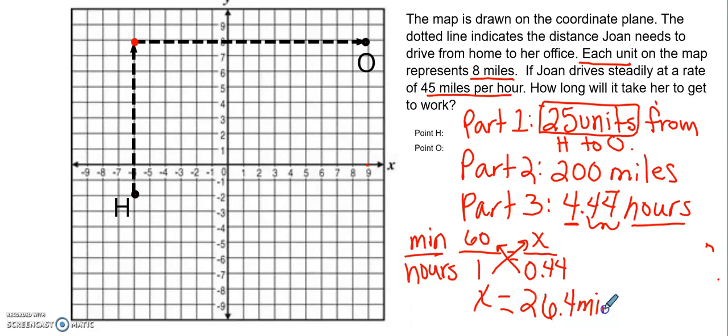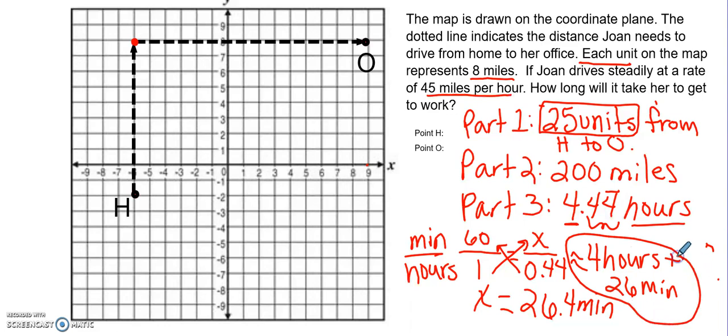So my final answer is going to be 4 hours and 26, I'm going to say it's about 4 hours and 26 minutes to get to work. And that's my final answer. And you probably want to write a sentence that said it will take approximately 4 hours and 26 minutes for Joan to get to work every day.